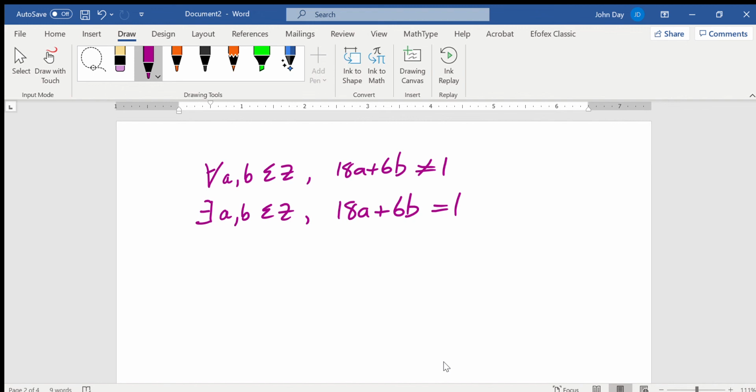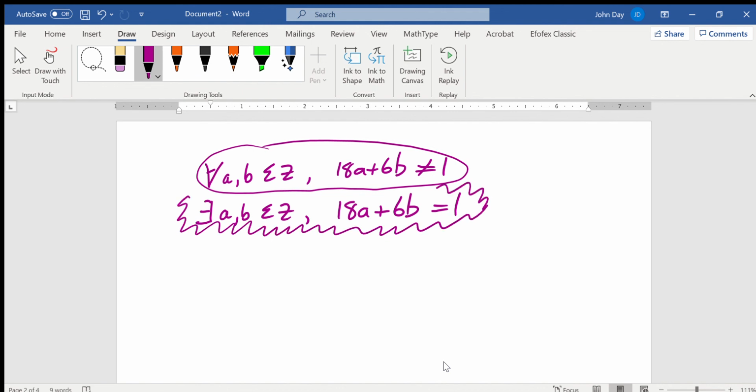So basically, if you want to prove that for all a, b in Z, you can't find 18a plus 6b being equal to 1, you could go ahead and look at the existence of some such that it does equal 1. And, of course, it's not going to work, but you go, well, let's assume that there does exist one. So what I've looked at is the negation of the situation. I've gone, well, if I negate that, that's what I get. And the negation shows me that the original's not working. All right.